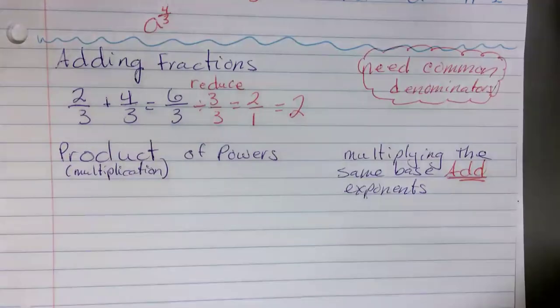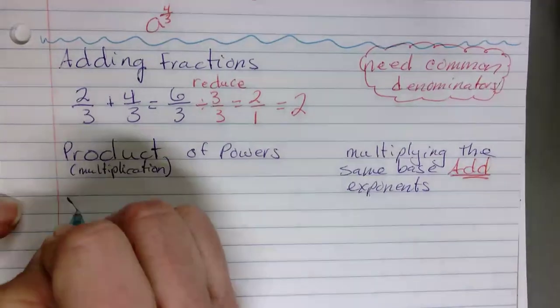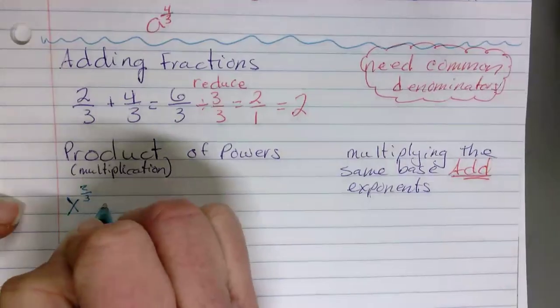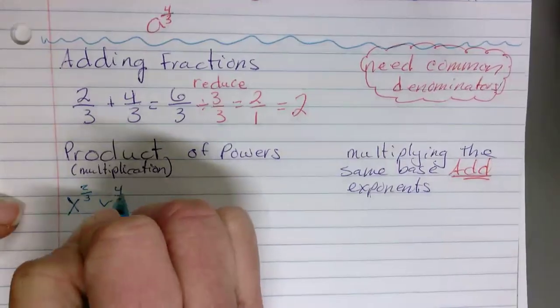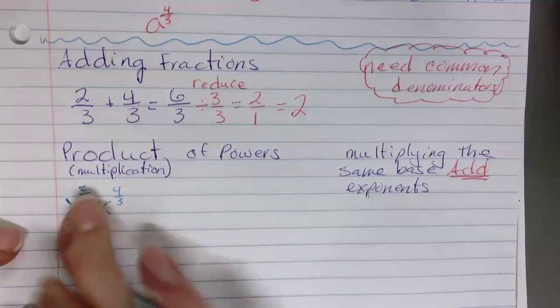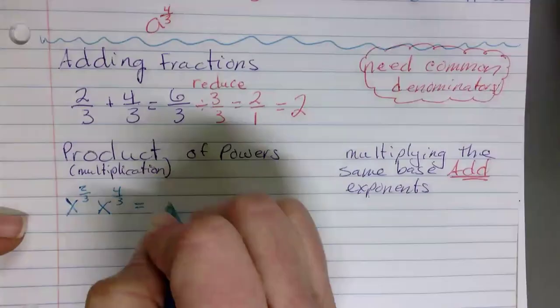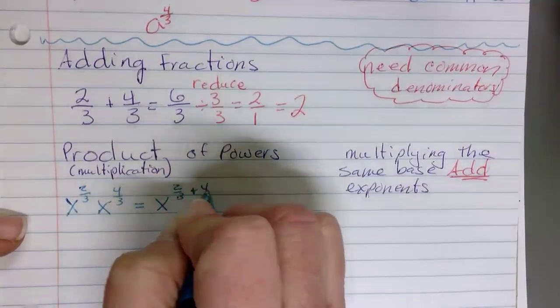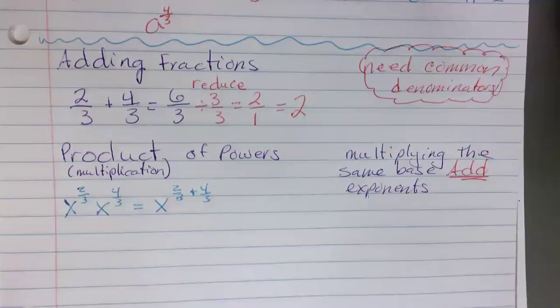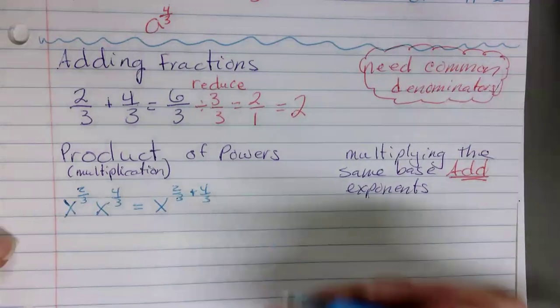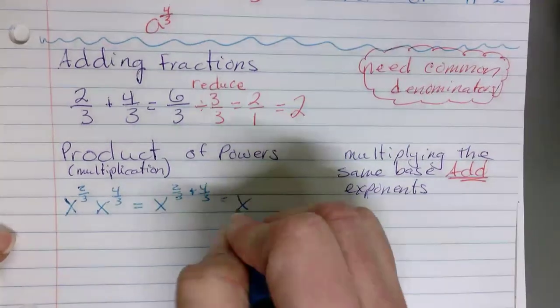So let's go. If we had x to the 2 over 3 times x to the 4 over 3, these are the same base, right? So we're going to add the exponents. So I would write it like this, x to the 2 over 3 plus 4 over 3. We have like denominators, common denominators, so I can just add. So we'll get x to the 6 over 3.